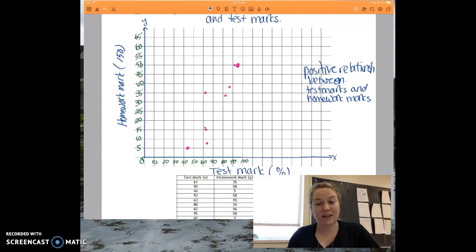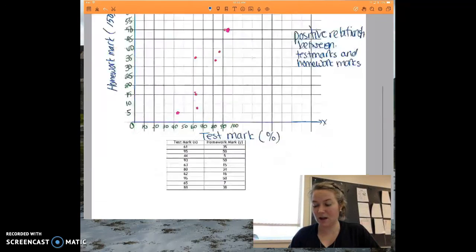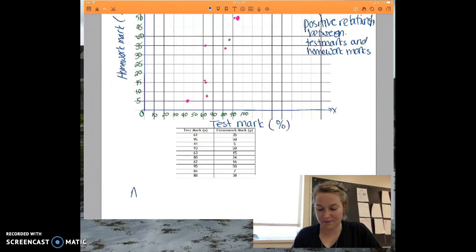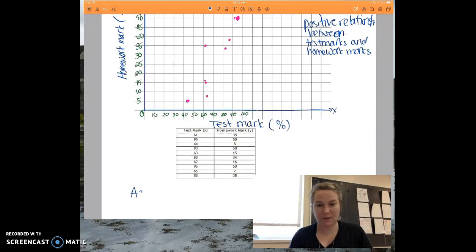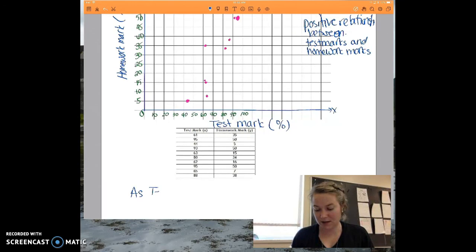And how would we state that in a conclusion sentence or a hypothesis sentence? I'd say as, now remember this is going to be as the independent variable increases. And the independent variable is always on the X. So as test marks increase, homework marks also increase.